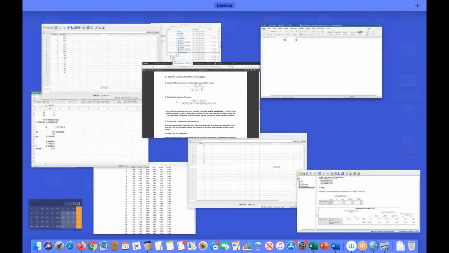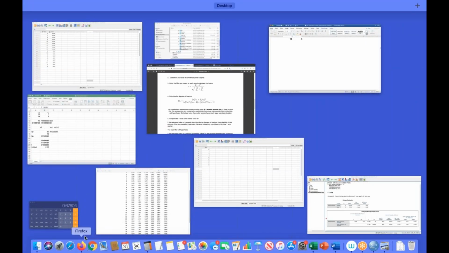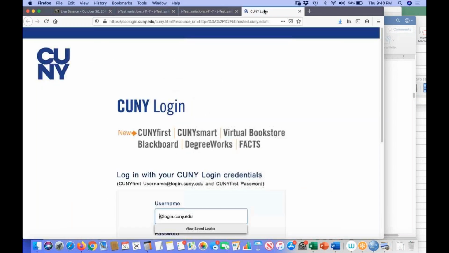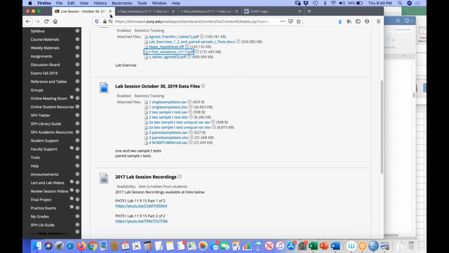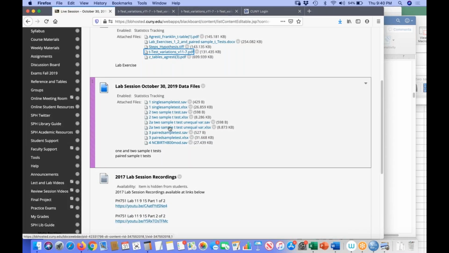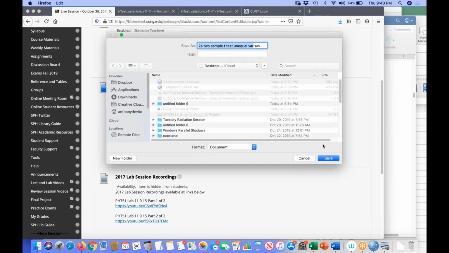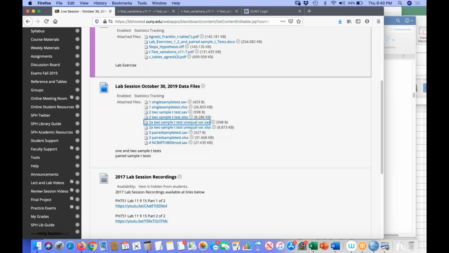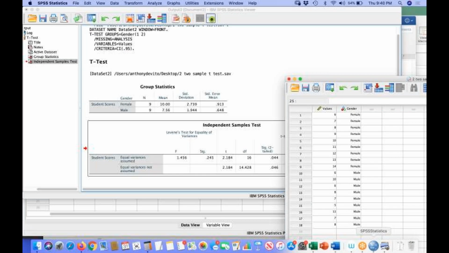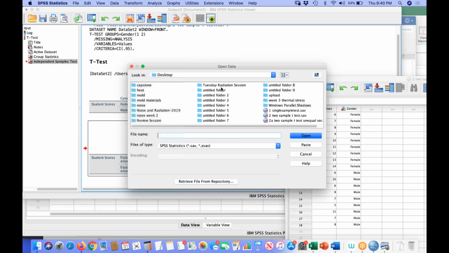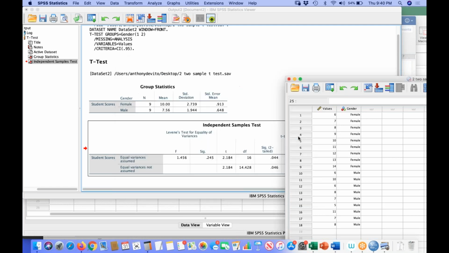Okay, so I'm going to go back to, where is it? I'm going to go back to here. No. There it is. Okay. And I got another one here, unequal variances. SAV file. SAV files are SPSS data files, of course. Okay, so I'm going to go back to SPSS and I'm going to open up this file. Open data. And I am going to go, there it is, two sample unequal variances. I'm going to say open.